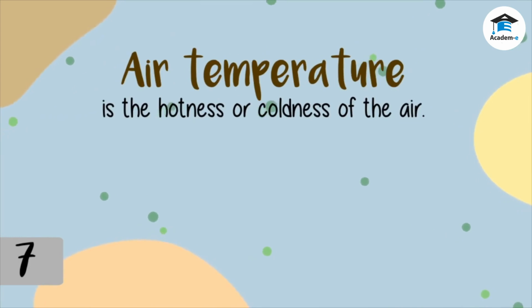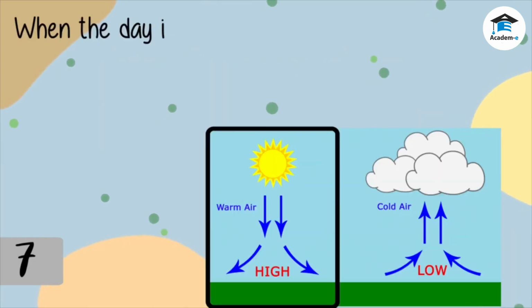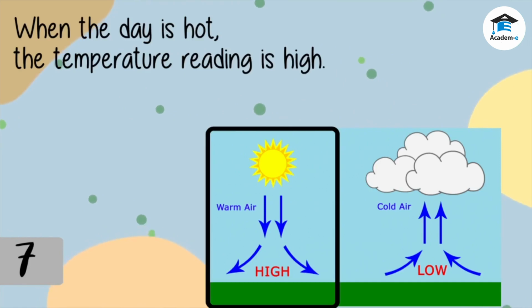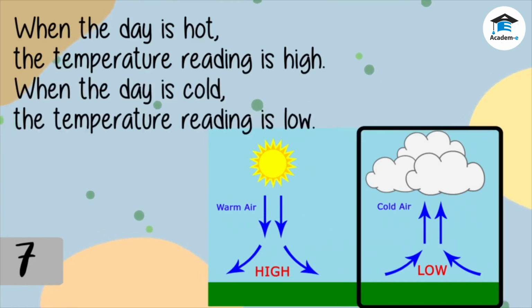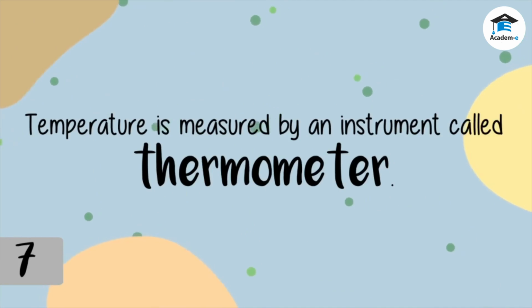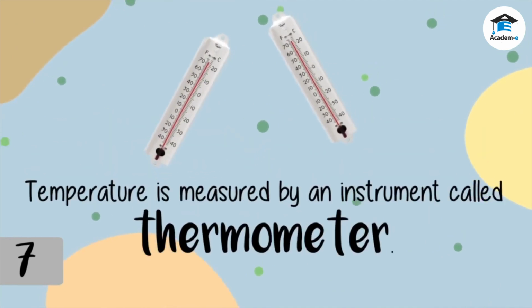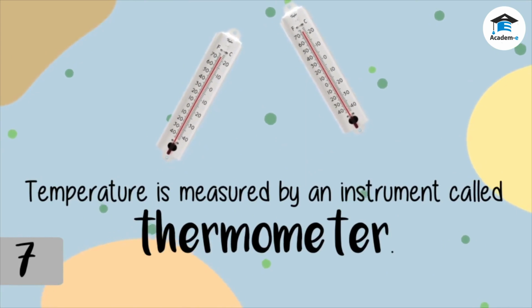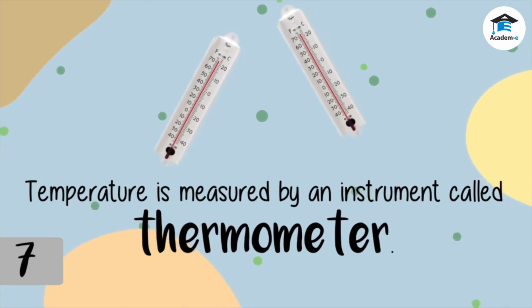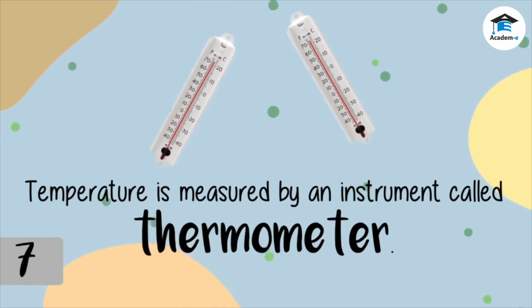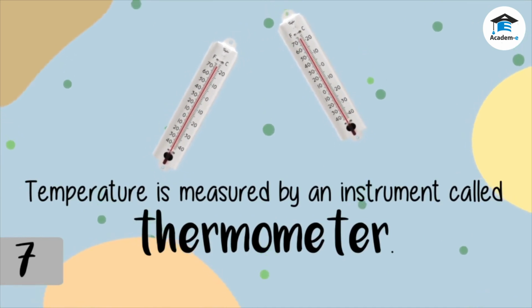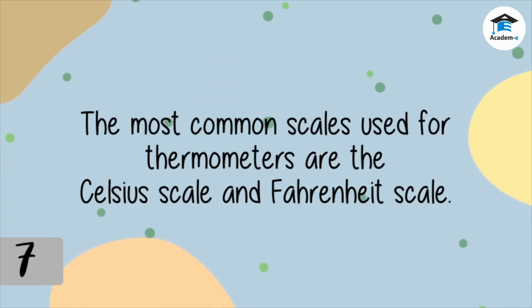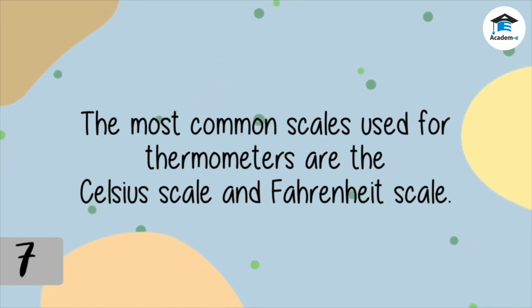Air temperature is the hotness or coldness of the air. When the day is hot, the temperature reading is high. When the day is cold, the temperature reading is low. Temperature is measured by an instrument called a thermometer. A thermometer is usually made of a glass tube with mercury or alcohol inside. The tube is scaled for easy measurement of temperature. The most common scales used for thermometers are the Celsius scale and Fahrenheit scale.